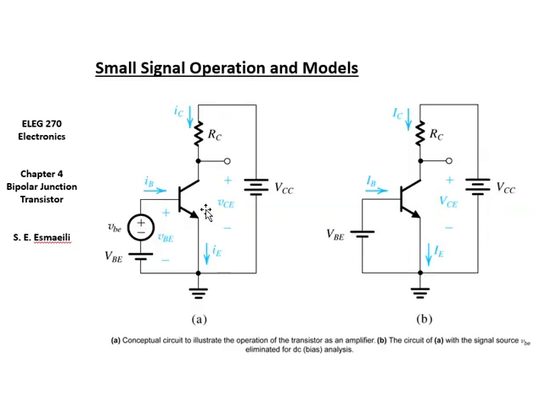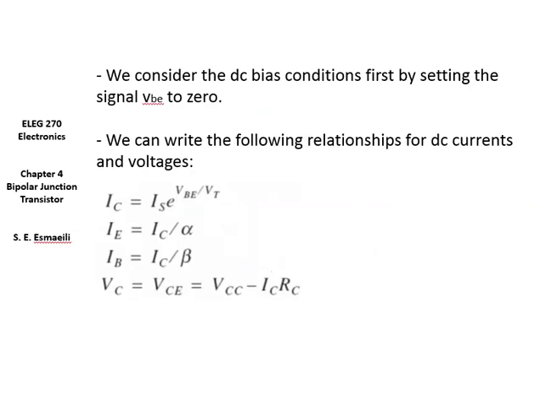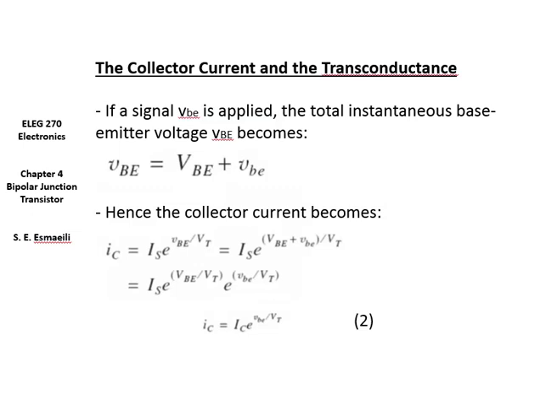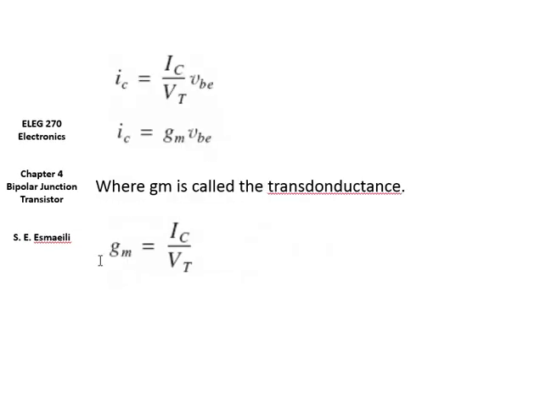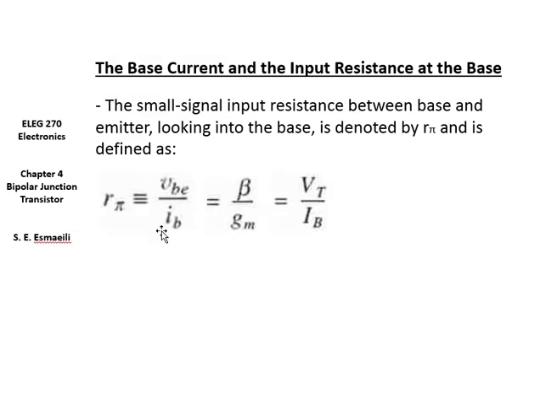After conducting the DC analysis, we find IC. Then we will find the parameter called GM with this formula: IC over VT. That VT is a constant, like 25 millivolts all the time. And then we'll find another parameter called R pi, which is basically beta over GM.